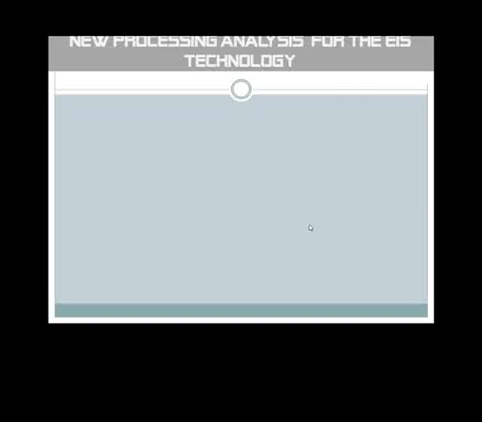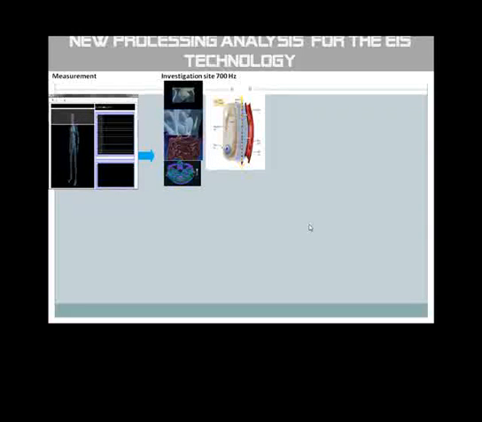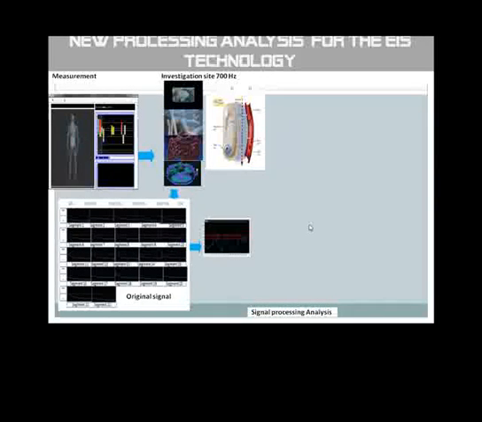Data processing analysis for the EIS technology: measurement of 22 segments of the human body in bipolar mode. Site of investigation according to the Venn diagram, with the used frequency of 700 Hz. Original signal transmitted to the software. Signal processing analysis. Step 1. ESG graph, real conductivity of the 22 measured segments.